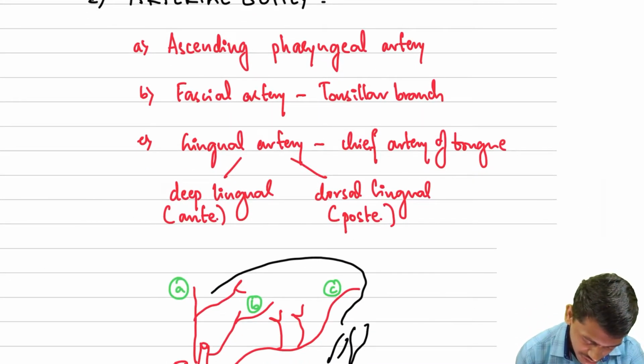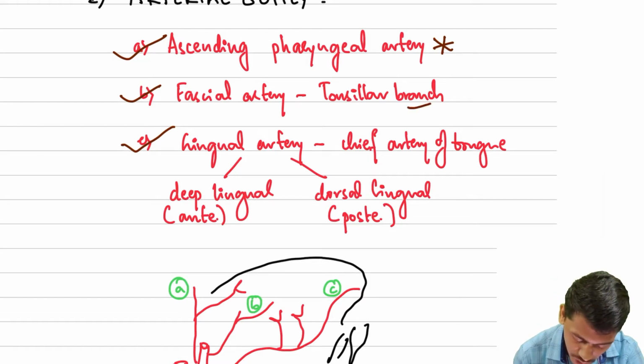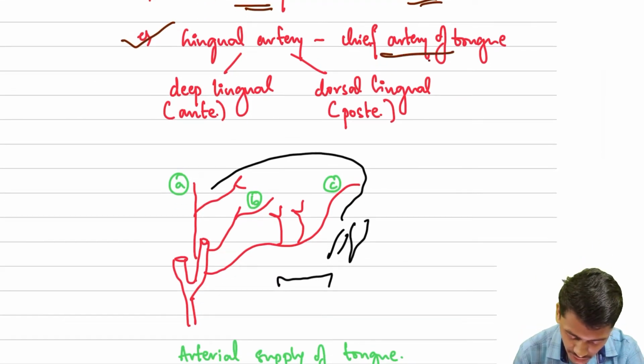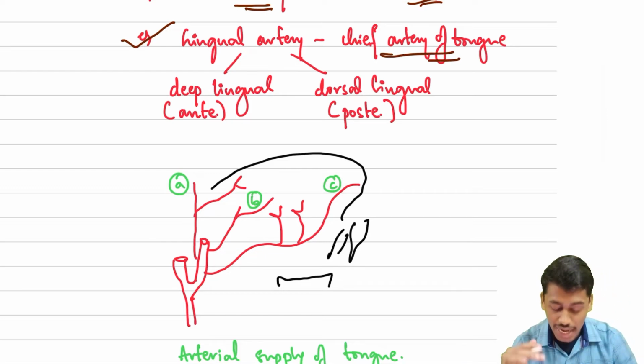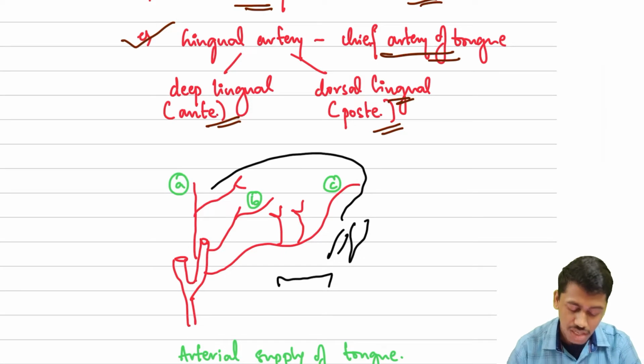The tongue is supplied by the ascending pharyngeal artery, the tonsillar branch of the facial artery, and an important artery called the lingual artery. We have the ascending pharyngeal artery from the external carotid artery. Then we have the tonsillar branch of the facial artery, and finally the lingual artery, which is the chief artery of the tongue. From the lingual artery we have the deep lingual and dorsal lingual. Deep lingual will supply the anterior part of the tongue, and dorsal lingual is going to supply the posterior part of the tongue.